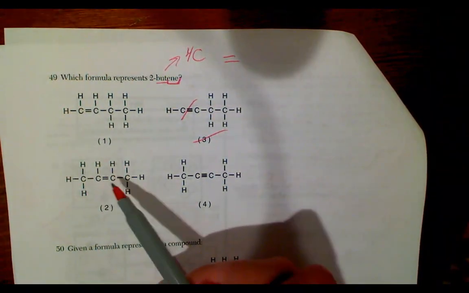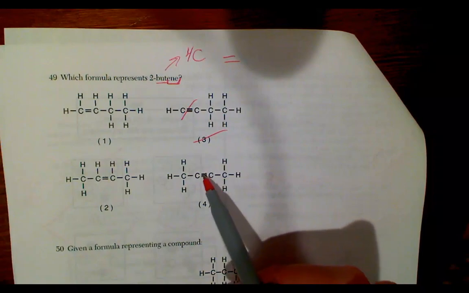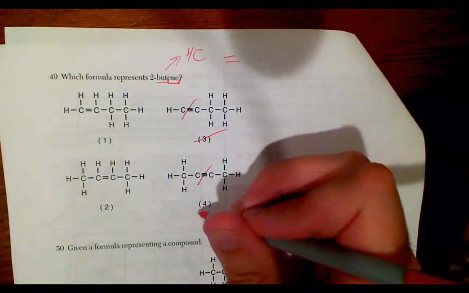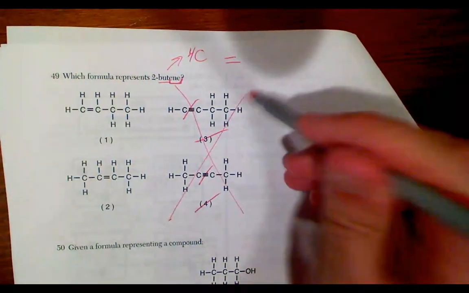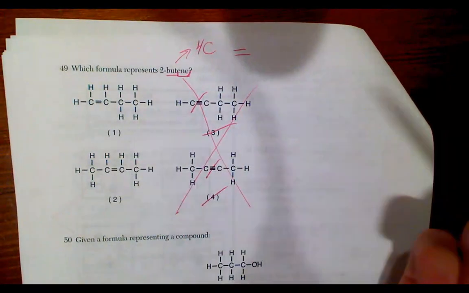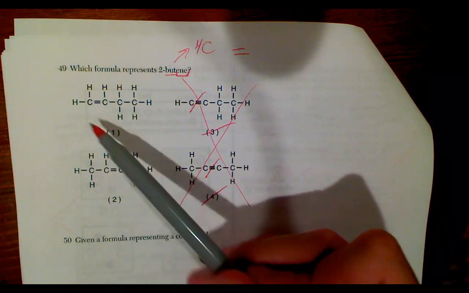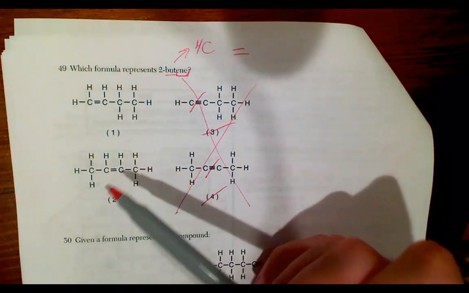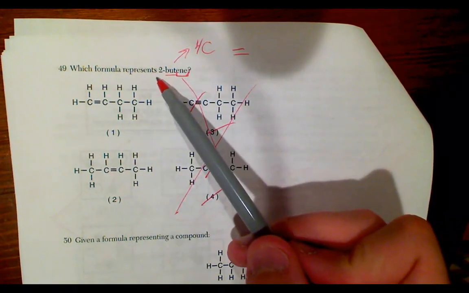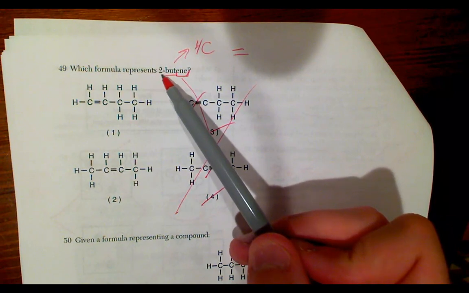Choice 2, there's a 1, 2 bond. Okay, 1, 2, 3, a triple bond right there. Once again, not going to make sense. Now we're down to only 2 choices. We're looking at choice 1 and choice 2. They look like they're almost the same thing. Each one has 4 carbons. Each one has a double bond somewhere. It's just where is the double bond? The number 2 right there means it's coming off carbon number 2.